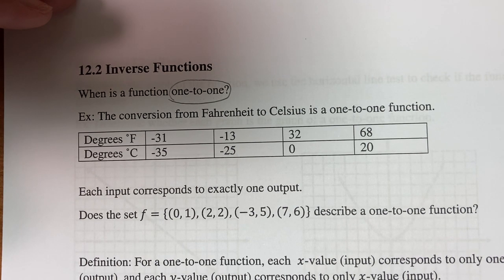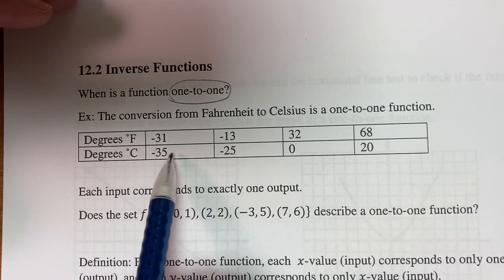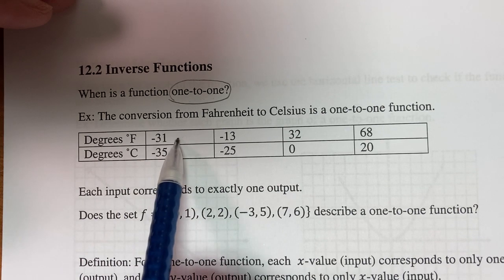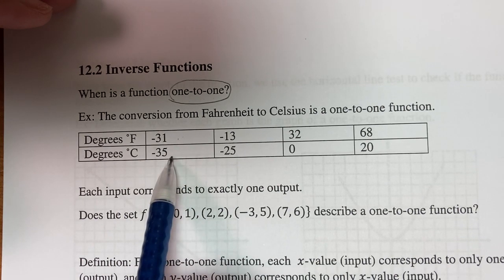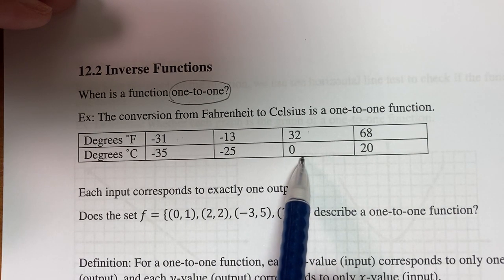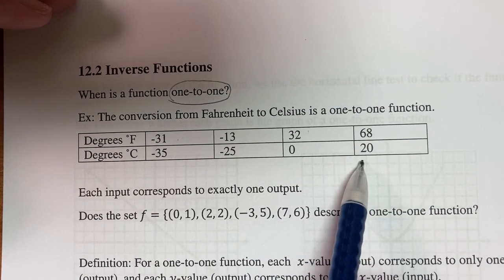So let's go ahead and let's kind of play with this a little bit. So here's an example. This is a chart that just has a conversion from Fahrenheit to Celsius. So if it's negative 31 degrees Fahrenheit, it means that it's negative 35 degrees Celsius, and so on. If it's 32 degrees Fahrenheit, that's 0 Celsius, and so on. Okay?